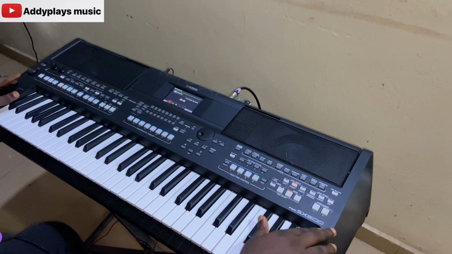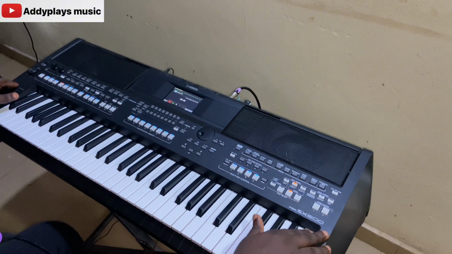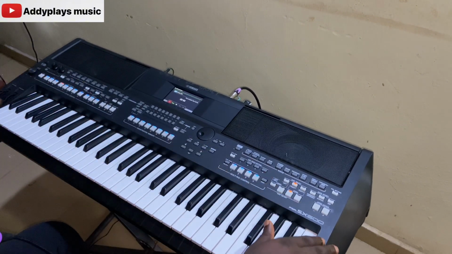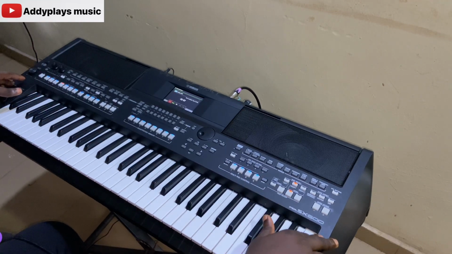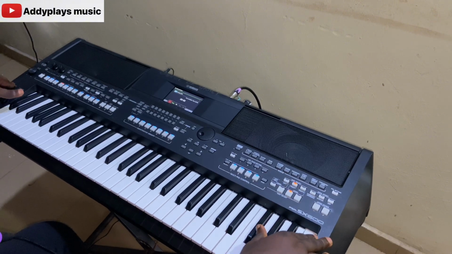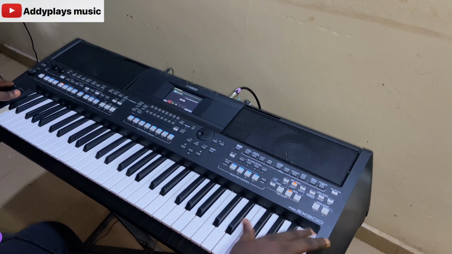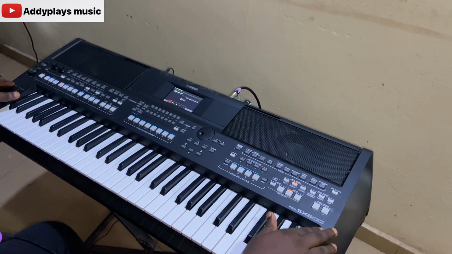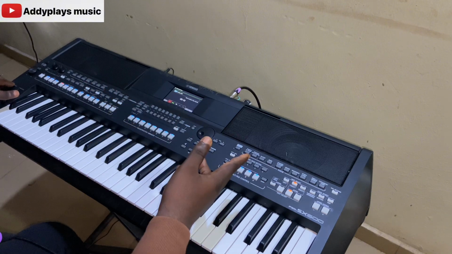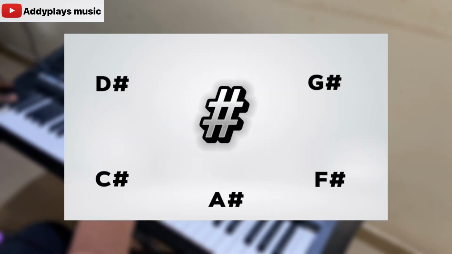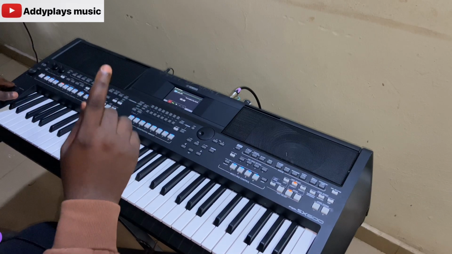So now we have gotten the names of all the keys on the keyboard, both the white keys, the natural keys, and the black keys, flats or sharps. Now these flats or sharps have a symbol to represent them. If this is C, you can also represent this with C sharp. You either see it written as C sharp, or they use the hashtag sign, as you can see now on your screen, C#. If you see that, you know that is C sharp.